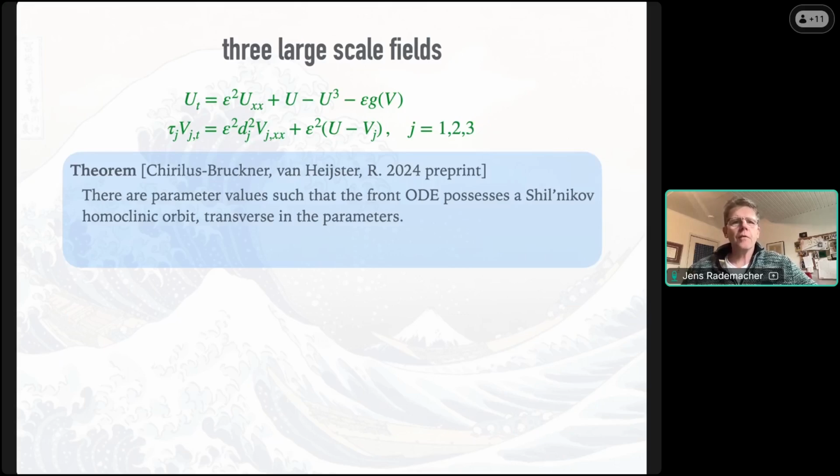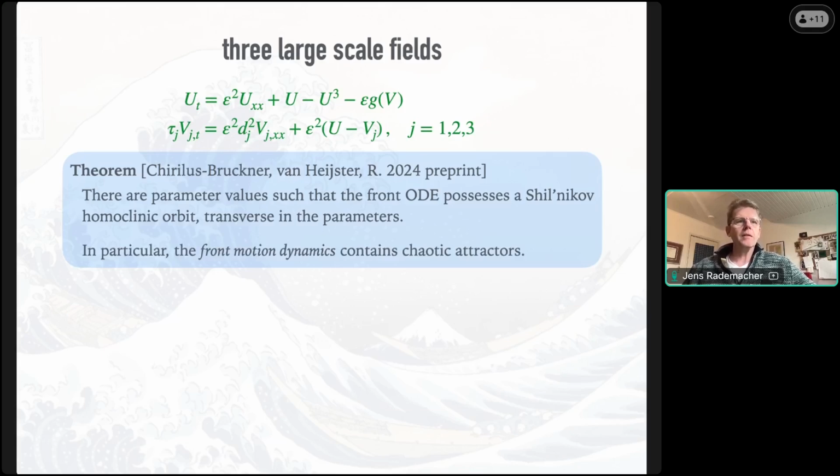And indeed, one can show the following: there are parameter values such that the front ODE possesses a Shilnikov homoclinic orbit, which is transverse in the parameters. Okay, this is dynamics jargon. So there's a particular solution, the so-called Shilnikov homoclinic orbit, and this has been studied quite a lot. It is known that if the ODE admits parameters to break this homoclinic orbit, then one has chaotic attractors. This is what we are building on, this long-standing ODE theory. In particular, it means that the front motion dynamics contains chaotic attractors.